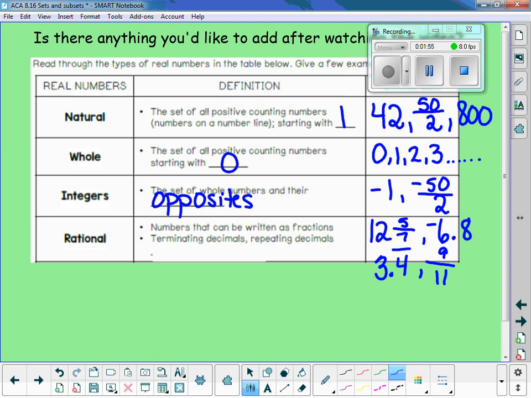So typically, in 7th grade, we see rational numbers. Every number is classified as a rational number. And then we could look into integers. Integers are going to be the whole numbers and their opposites. Whole numbers start with 0, and natural numbers begin with number 1.